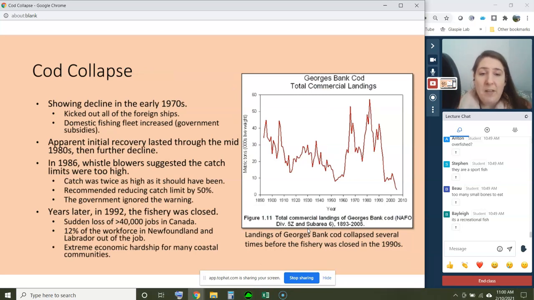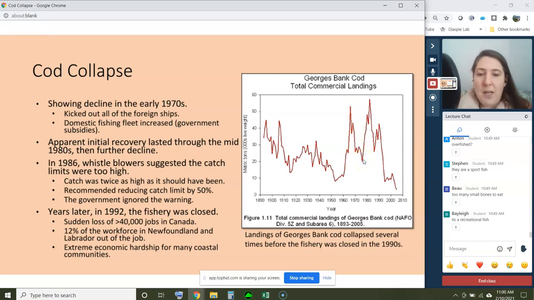So as you might expect, the cod fishery started to collapse. It started showing decline in the early 1970s, and so you can see there's a little bit of a decline here up until the 60s, but then we became really efficient in catching cod, and so there was a big spike here in the 1960s, and then this decline in the early 1970s, that was because of the fishery collapsing.